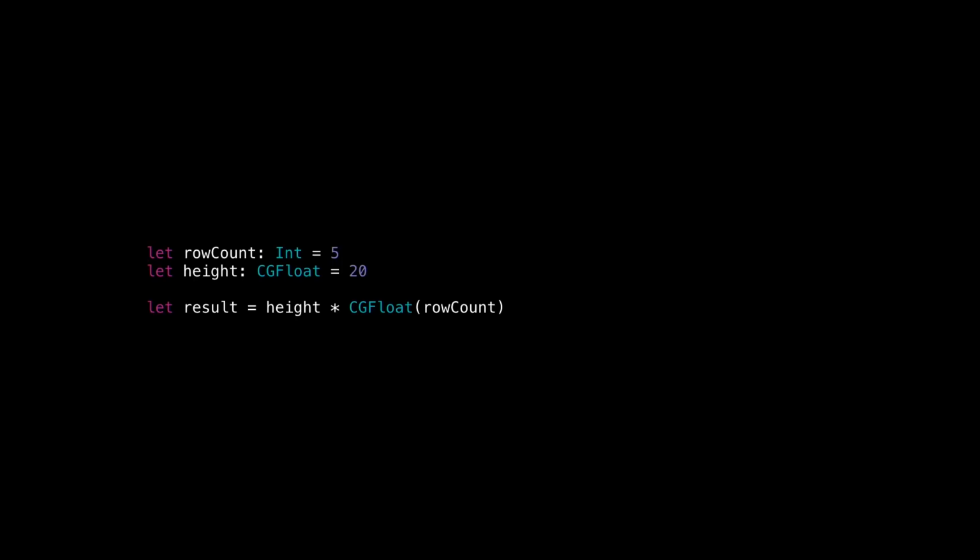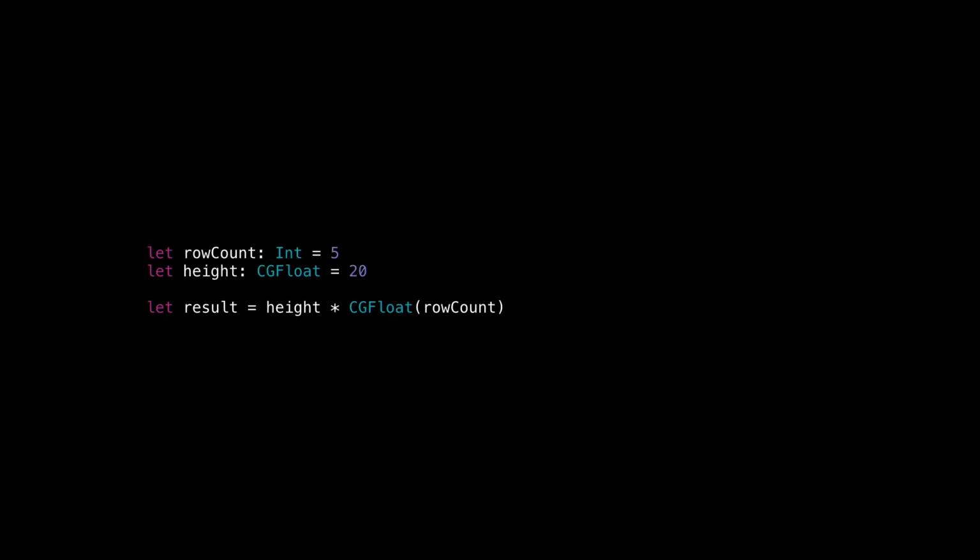But this is all added noise. This is the 7 characters of CGFloat, the 2 parentheses. The reader of your code doesn't care about this stuff. They don't care about converting stuff. They know how it's going to be converted. All they care about is the one little asterisk right in the middle of those 2 things.